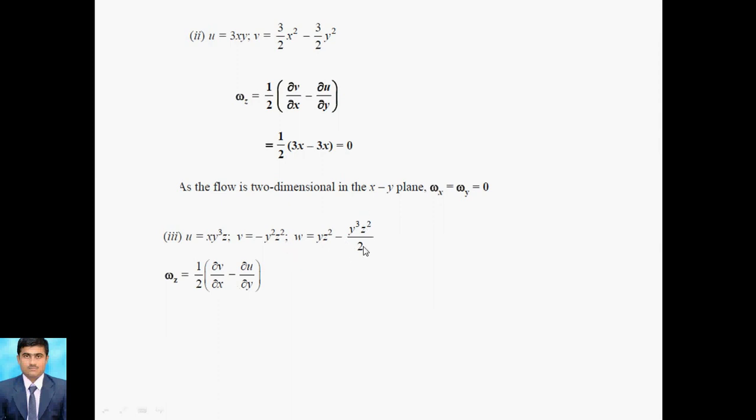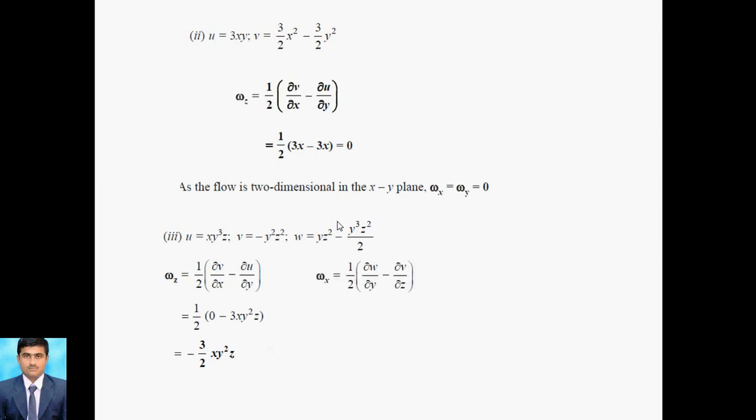If you take this with respect to the various values, it is half of dou v by dou x minus dou u by dou y. Dou v by dou x, with respect to x, all values are 0. And dou u by dou y: with respect to y it means 3y square, so x into 3y square z. If you put this value in, we get minus 3 by 2 x y square z.